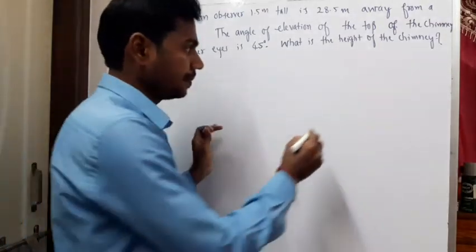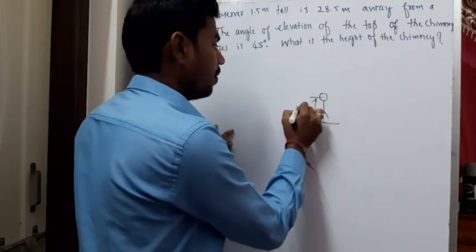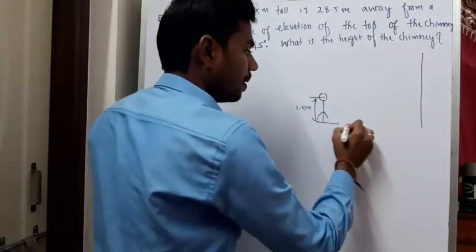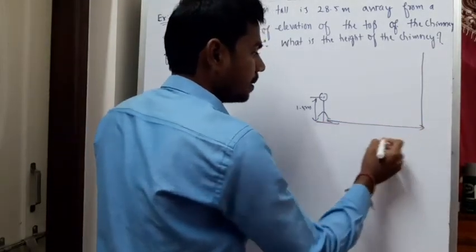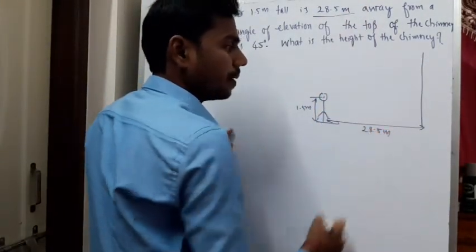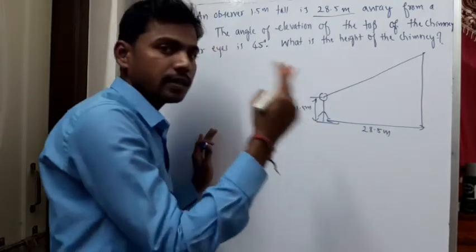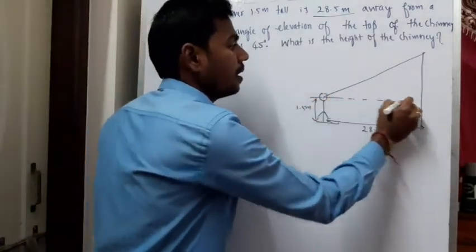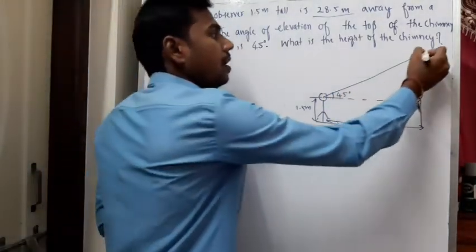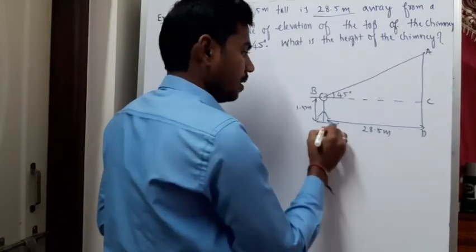So there is a person. This person is standing. What is the height of this person? This is 1.5 meter. There is a chimney, and the distance between this person and the chimney is how much? 28.5 meter. This is a chimney. So what is the angle of elevation from the eyes of the observer? It is 45 degree. Next, what is the height of the chimney? Suppose I call this A, this B, this C, D, E.